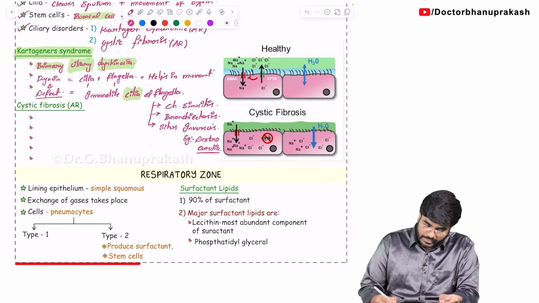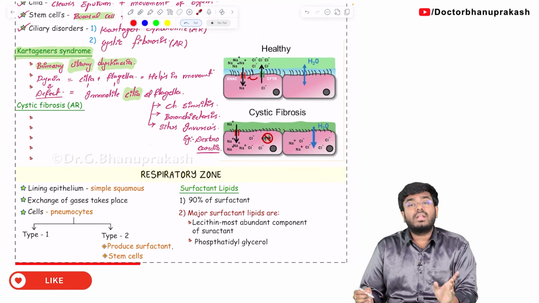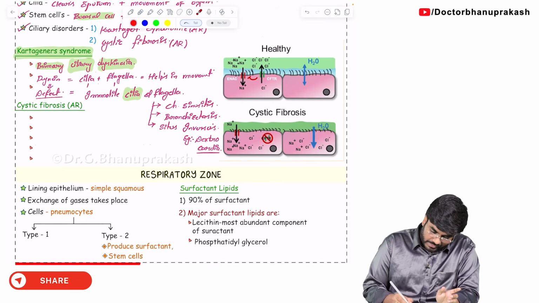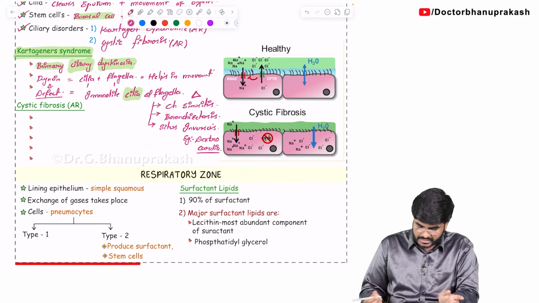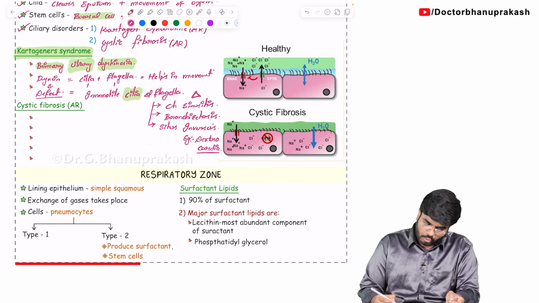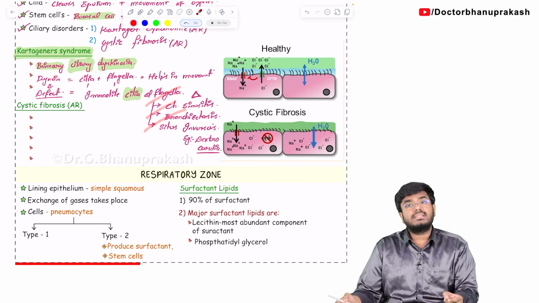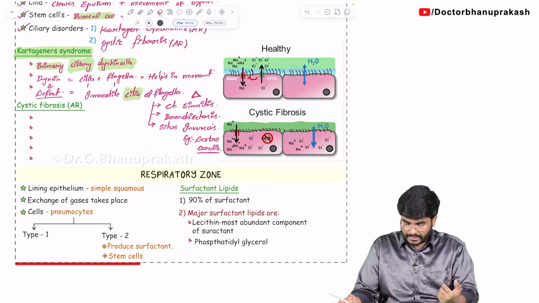So, with this, we have completed the Kartagener syndrome. And what is the triad of symptoms? This is very, very important, guys. The triad of symptoms that are going to be seen with Kartagener syndrome is chronic sinusitis, bronchiectasis and situs inversus. Apart from this triad, will any other clinical features be there?